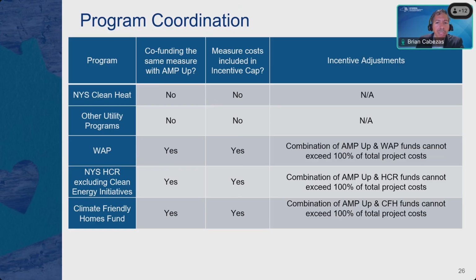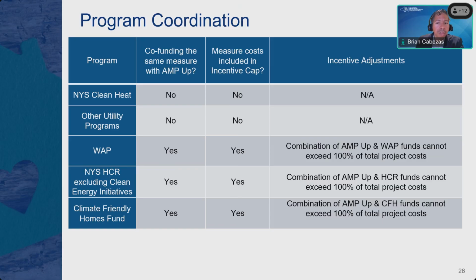I know that came up in the question. That is provided by the New York State Homes and Community Renewal Agency. We can layer program funds with the Weatherization Assistance Program, which is not state ratepayer funded dollars, and with other HCR programs, including the Climate Friendly Homes Fund.